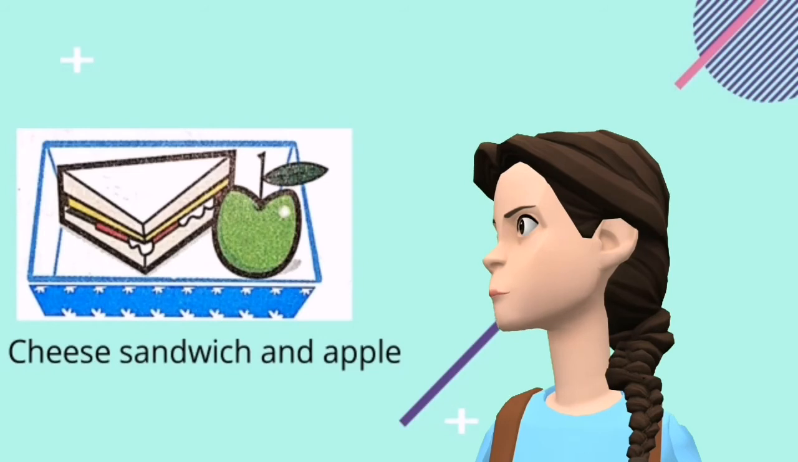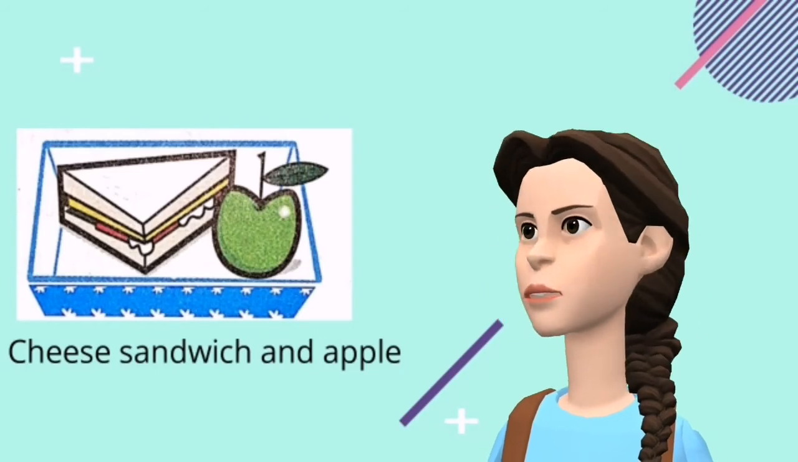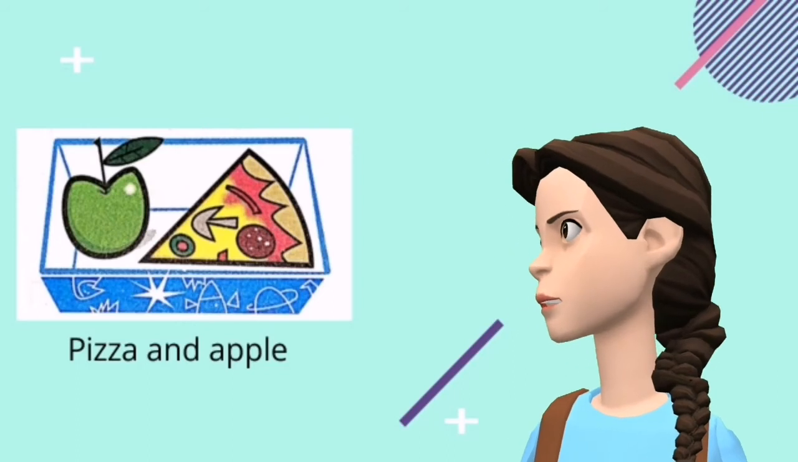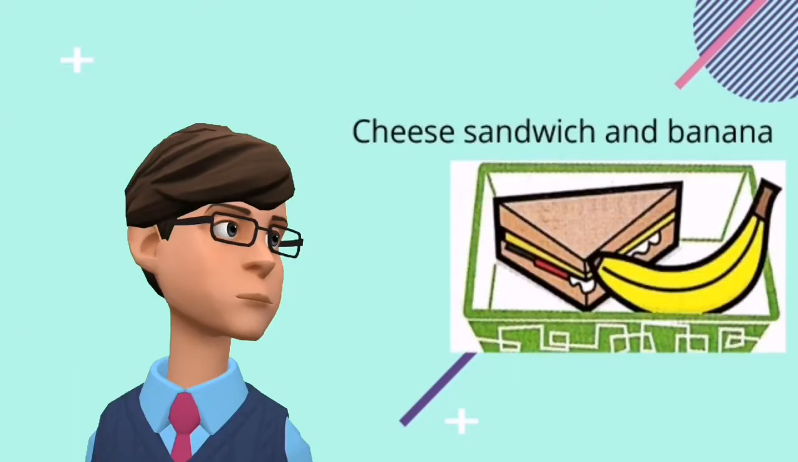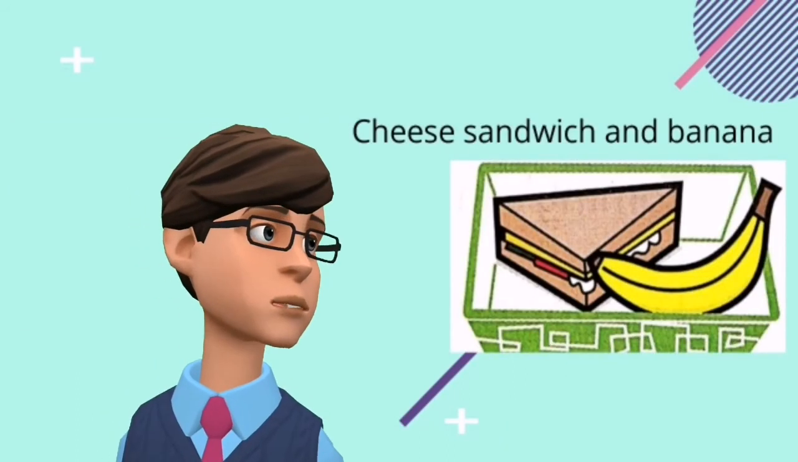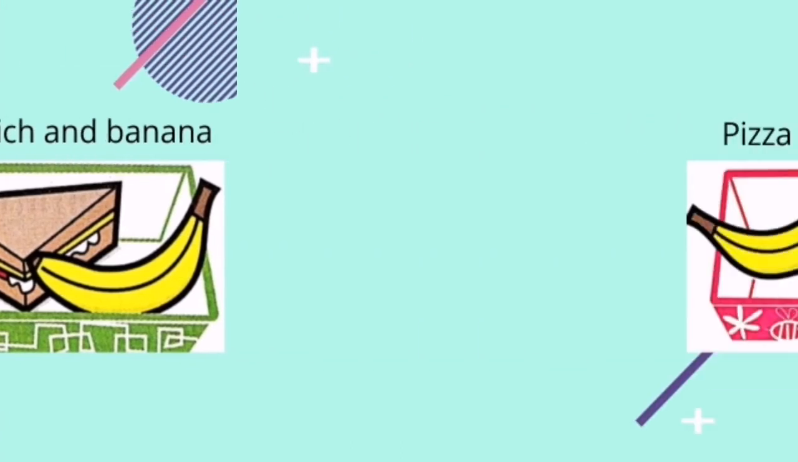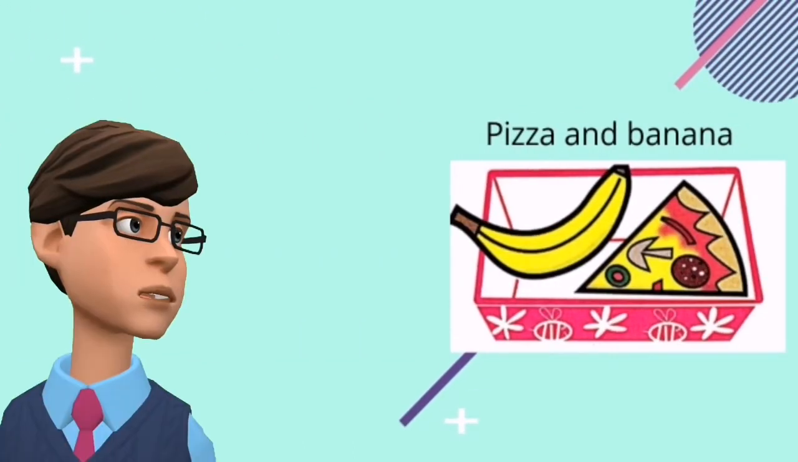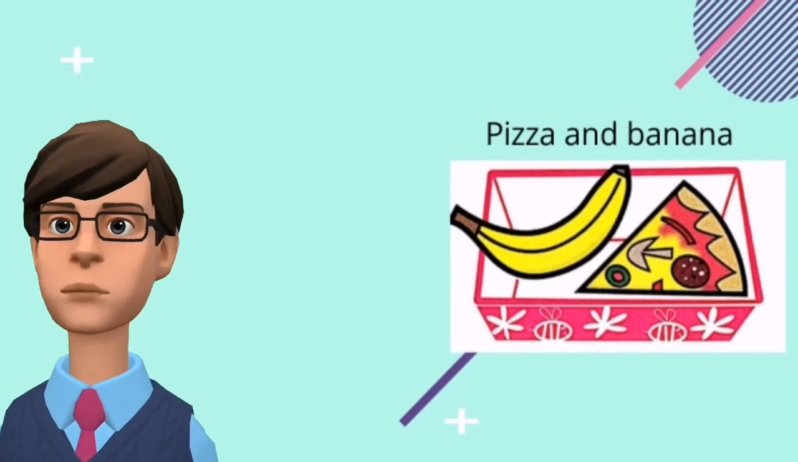I have got a cheese sandwich and an apple. I haven't got a banana. I have got an apple and pizza. I haven't got a cake. I have got cheese sandwich and banana. I haven't got a cake. I have got a banana and pizza. I haven't got an apple.